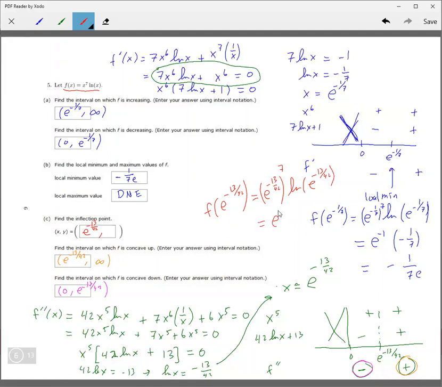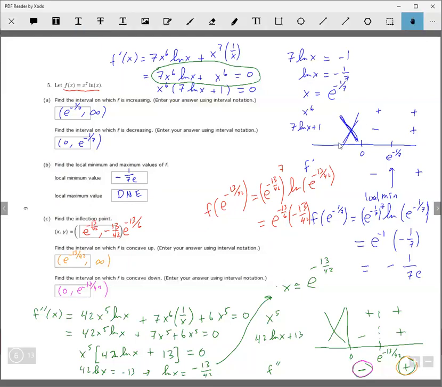This is going to be e to the negative 13 over 6, because the 7 just comes in here, and then 7 reduces the 42. The 42 divided by 7 is 6, so it's negative 13 over 6. And this other part right here is going to be negative 13 over 42. So the y coordinate is negative 13 over 42 e to the negative 13 over 6. Great. Any questions on that?